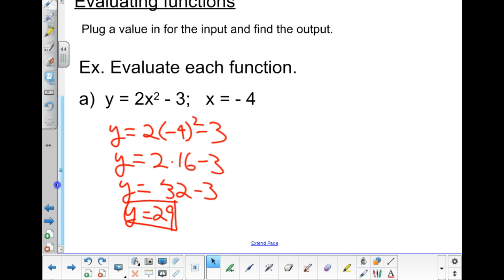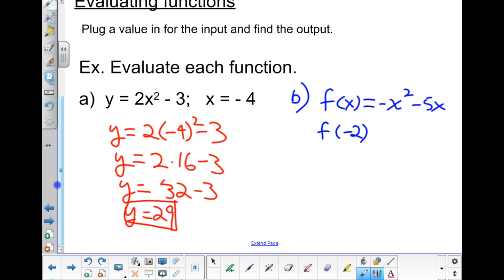I'm going to go old style on here. In the last example, let's go f of x equals, say, negative x squared minus 5x. If I give you f at negative 2, what's the answer going to be? Well, here I'm telling you that x is negative 2 because what I've done is I've replaced the x in the parentheses with that negative 2. What that tells me to do is replace all the x's on the right side with a negative 2.